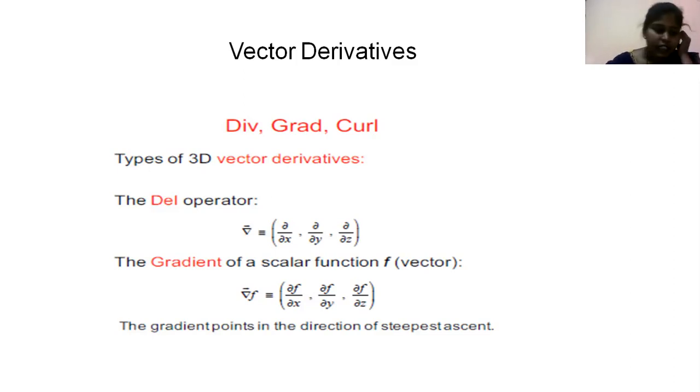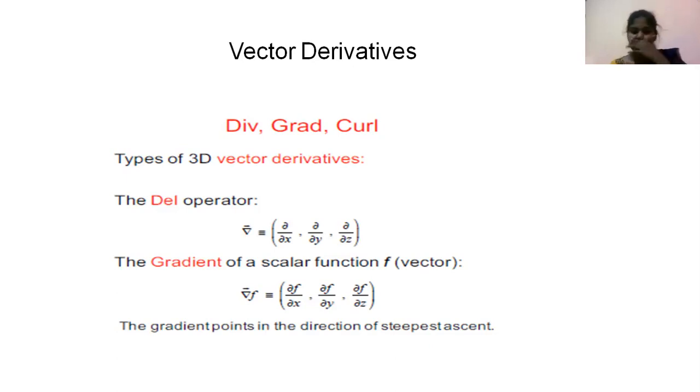The first one is the gradient. We operate the gradient on a scalar function. It points in the direction of maximum increase of the function. It tells us how the function varies if we move a little bit. So the gradient points in the direction of steepest increase, that is, the direction of maximum increase of the function.